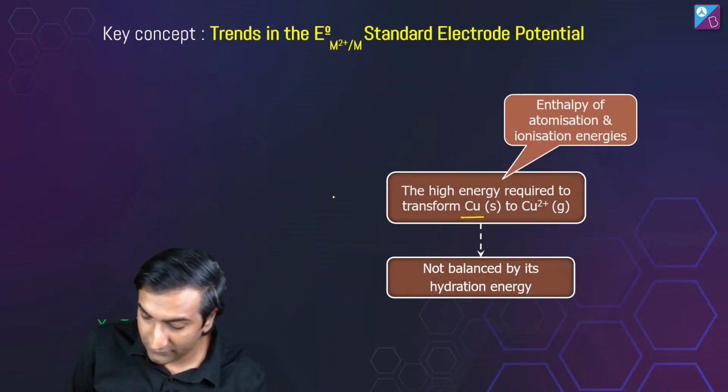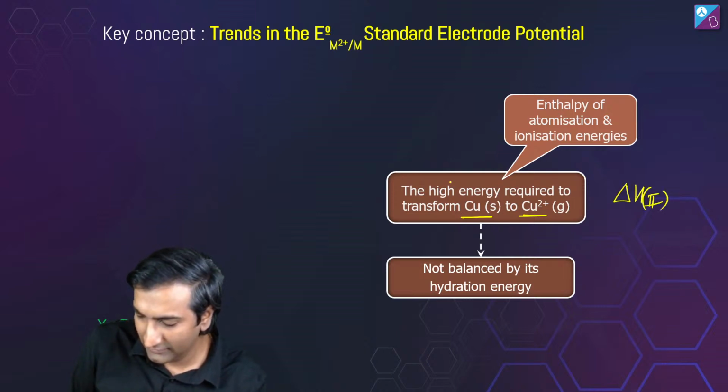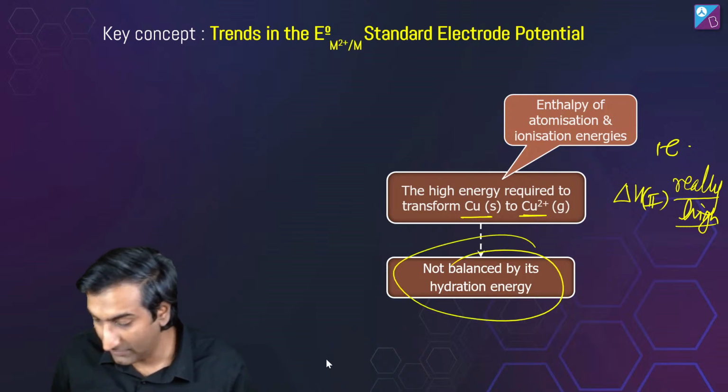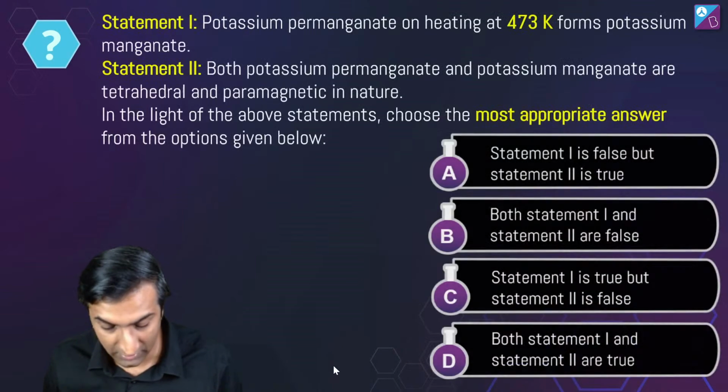And the goal is because of this high energy, and especially delta H, the second one, is really high. Atomization. Right? Sorry, ionization energy of this. And hydration is not high enough to balance this. All right, let's move on to the next question.